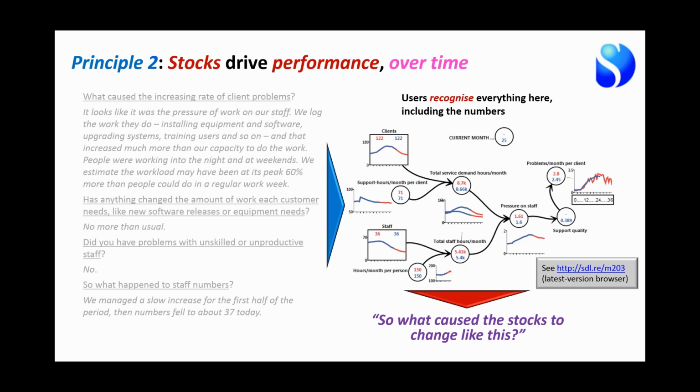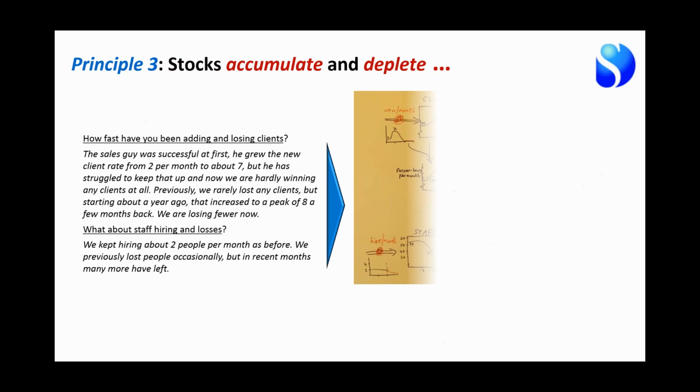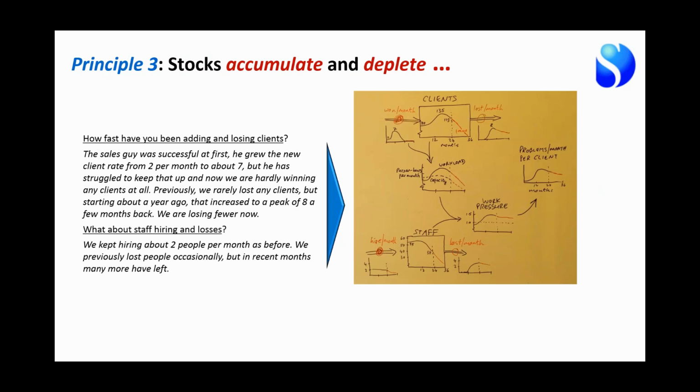So now we know what's happened to the stocks, and we know that the only reason stocks can change is because flow rates make them change. So what caused the stocks to change like this? How fast have you been adding and losing clients?